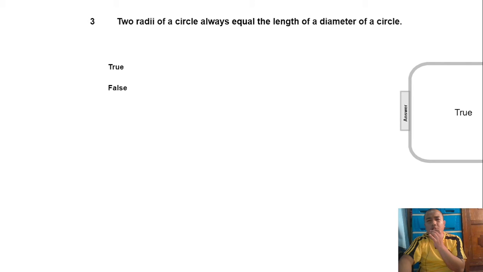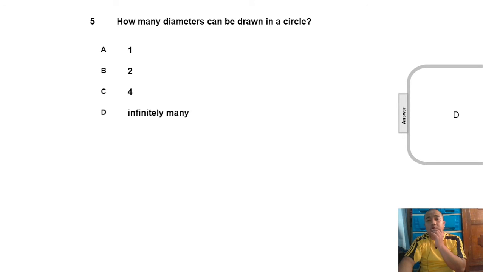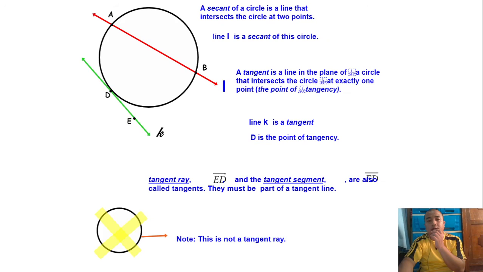Two radii of a circle always equal the length of the diameter of the circle. That's true. Dalawang radii equals 1 diameter. If the radius of a circle is 3.8 meters, what is the measure of the diameter? Times 2 lang. 3.8 times 2 is 7.6 meters. How many diameters can be drawn in a circle? 1, 2, 4, or infinitely many? Of course, the answer is D, infinitely many. Marami kang madadraw na diameter sa isang circle.